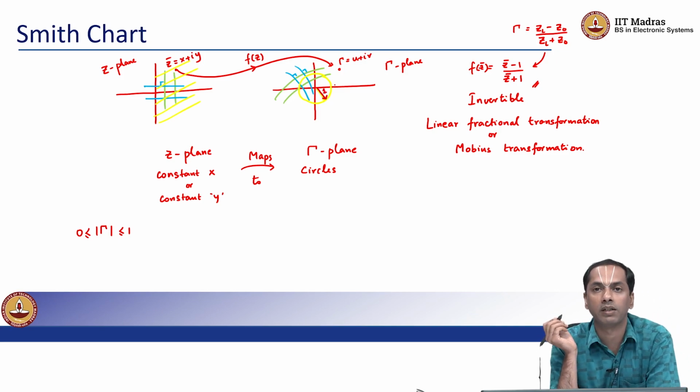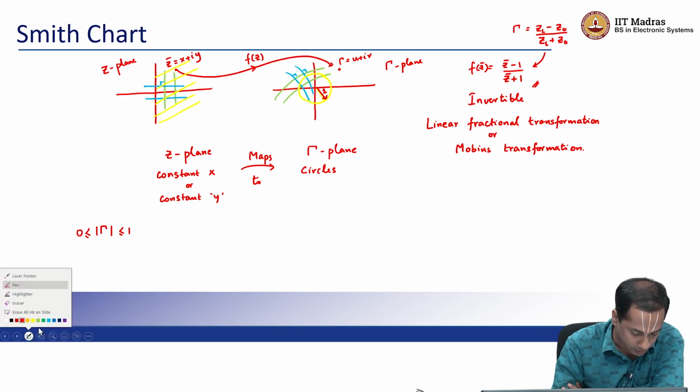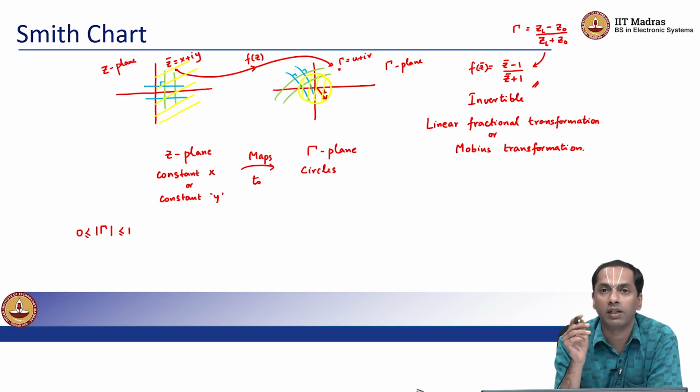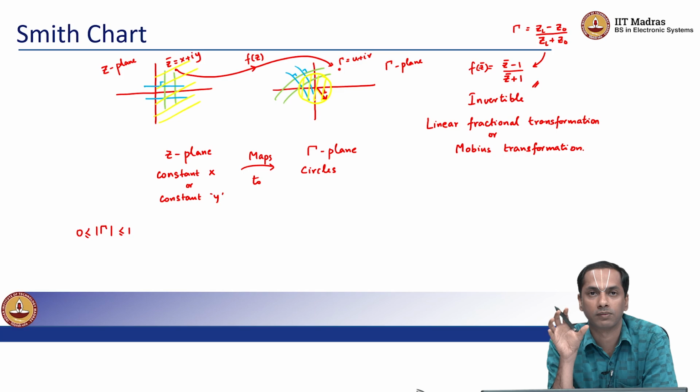Okay, so in the gamma plane, if I say that modulus of gamma will never exceed the value of 1, then it is essentially a circle centered at the origin with a radius of 1 unit. So this is to say that all practical loads or real loads are mapped from the right half plane to within a circle of radius 1.